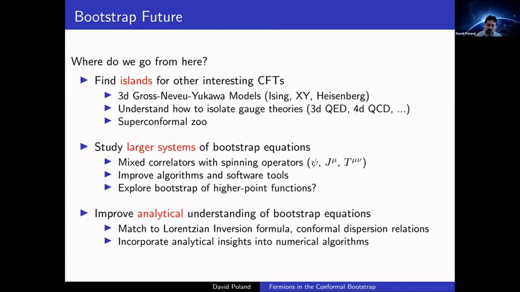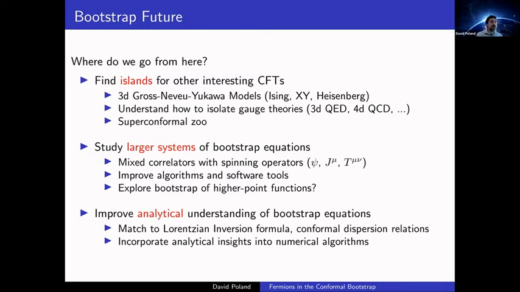Yeah. So actually, there was some progress on 3D scalar QED that I didn't mention. Some other groups found a set of bootstrap assumptions that seem to isolate 3D scalar QED theories, though not very precisely yet. So that's a theory where I think real progress will be made in the near future.